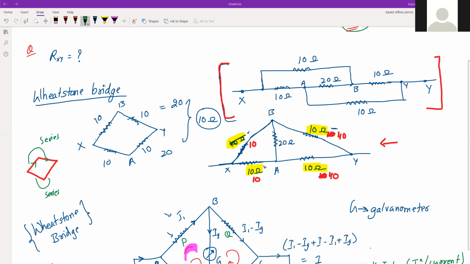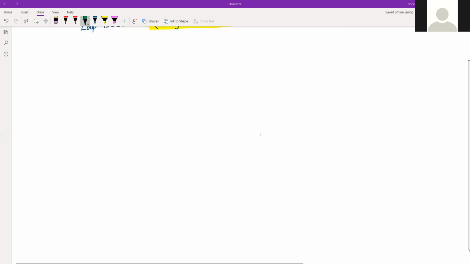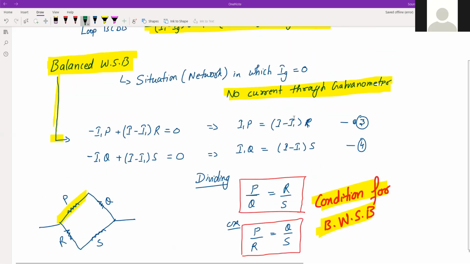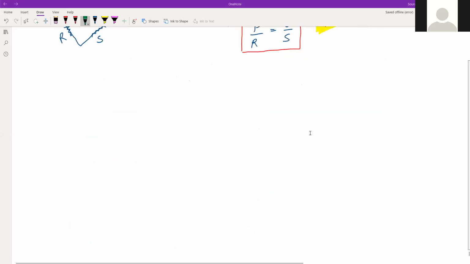Okay, now let us see one more type of problem. This Wheatstone bridge is important, and its application is also important, that is, when it is a balanced Wheatstone bridge. Okay, now let's move to our next question.